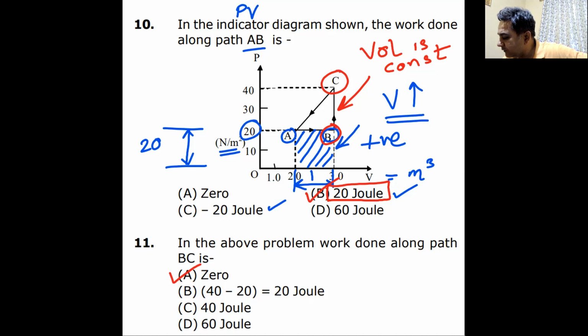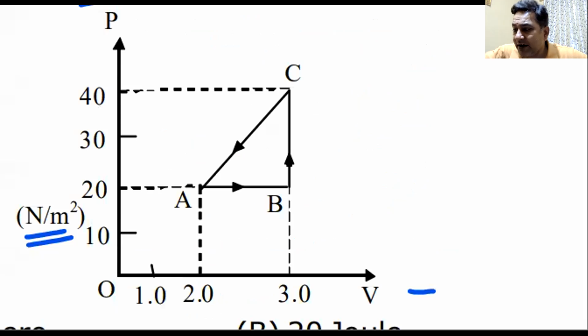Now, if I could have changed the question and put the question in this way: the first question that we did was work done from A to B. The second question that we did was work done from B to C. The third question that I'm putting to you right now is, what is the work done in the entire cycle?